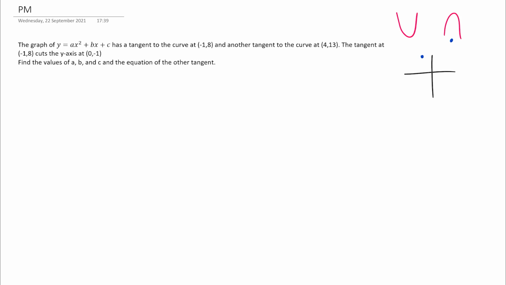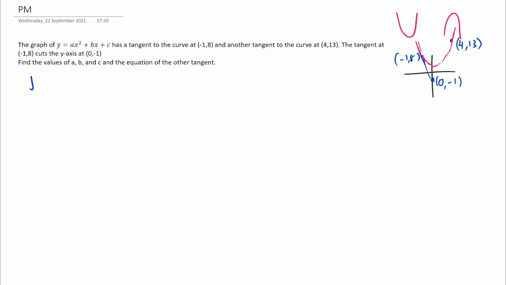And the tangent at (-1, 8) cuts the y-axis at (0, -1). So this tangent here cuts it at (0, -1). Those are my points right there: (-1, 8), and I've got (4, 13) there. It kind of makes the idea that this is going to be a positive parabola, but that really doesn't matter for us. So how are we actually going to go about figuring out a, b, and c?